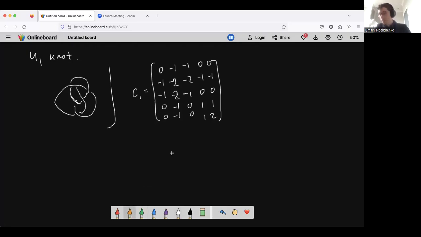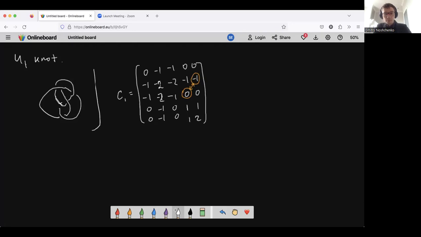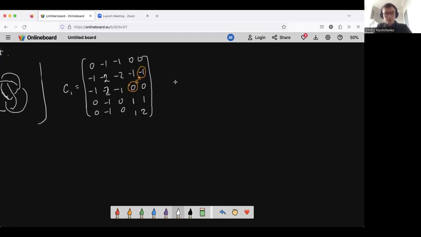So this is the first quiver, and the second quiver would be different by transposition of these two elements. So the quiver C2 would be virtually the same, but apart from this transposition. So now these two elements are transposed. Here we have -1, and here we have 0, and all the rest is just the same.